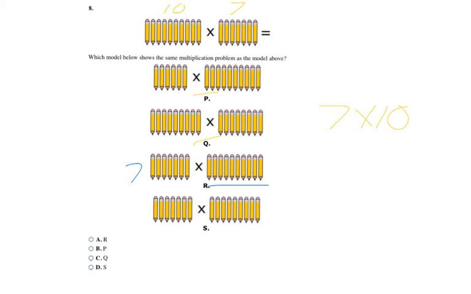It does have 10. So this is the choice R that shows the commutative property because it takes the 7 pencils that were second in the problem and puts them first in the answer, and it takes the 10 pencils that were first in the problem and puts them second in the answer. And so that means my final answer is going to be A.